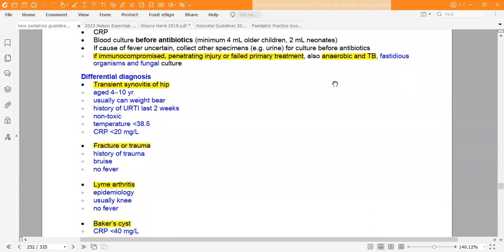Okay, what's your differential diagnosis in here? We have transient synovitis of the hip, age between 4 and 10 years old, usually can weight bear, history of upper respiratory tract infection in the last 2 weeks, non-toxic, temperature less than 38.5, CRP less than 20 milligram per liter. Okay, so this is transient synovitis of the hip. How you can recognize it?